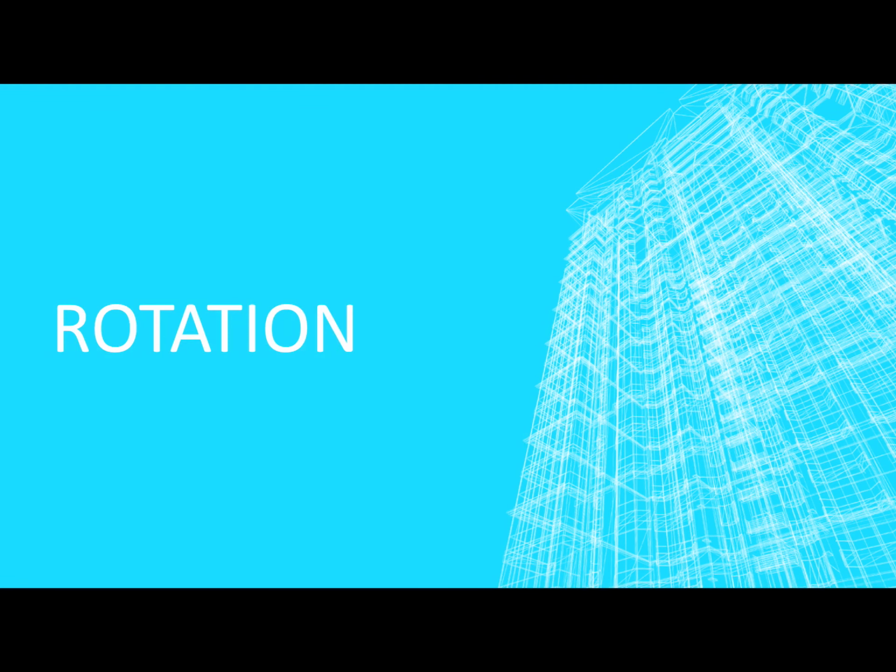About symmetry, there are two major types of symmetry. The first type is reflectional symmetry, which is related to mirrors. And there is another type called rotational symmetry. And in this video, we are going to focus on rotational symmetry.